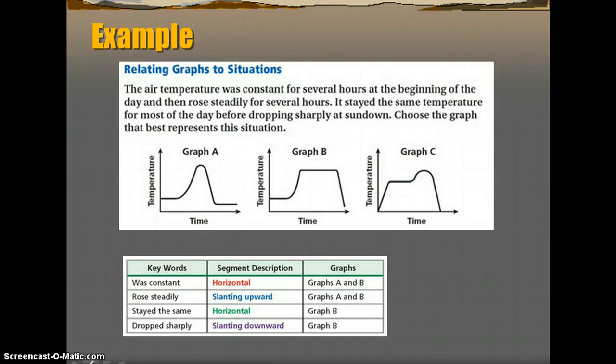First example, relating graphs to situations. The air temperature was constant for several hours at the beginning of the day and then rose steadily for several hours. It stayed the same temperature for most of the day before dropping sharply at sundown. Choose the graph that best represents this situation between graphs A, B, and C.